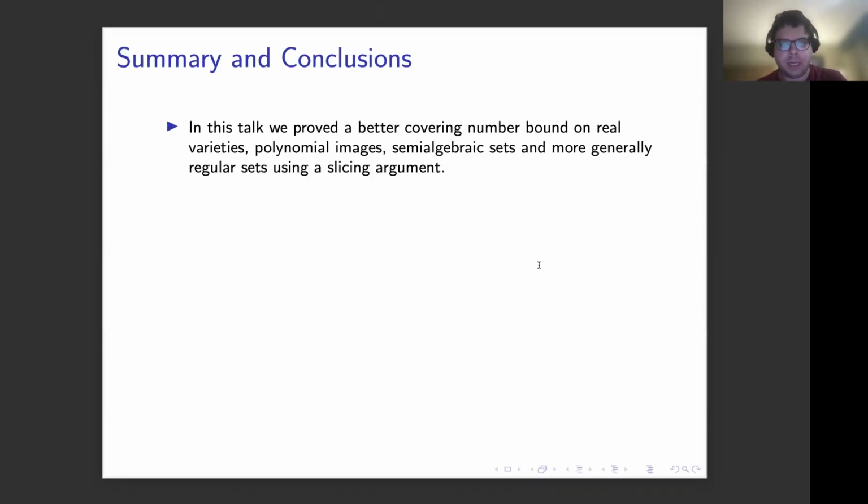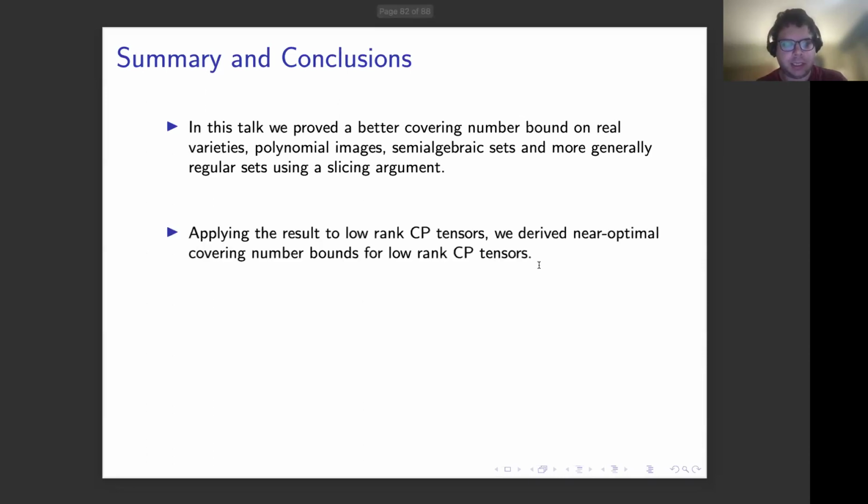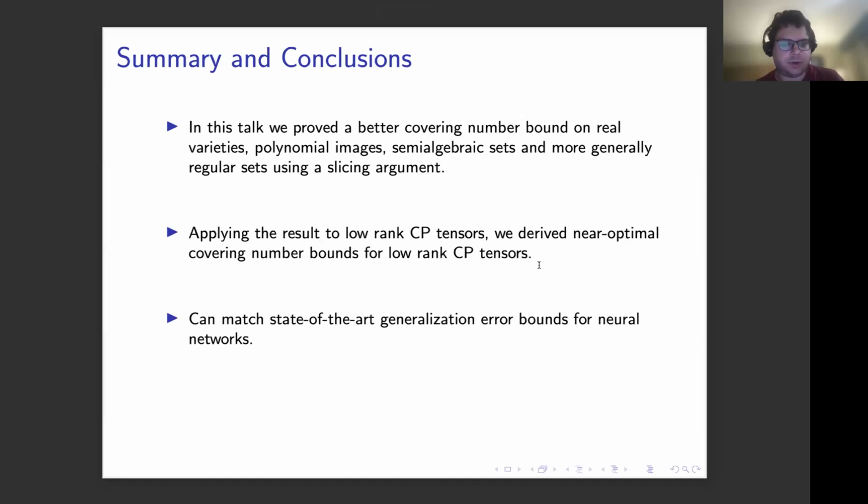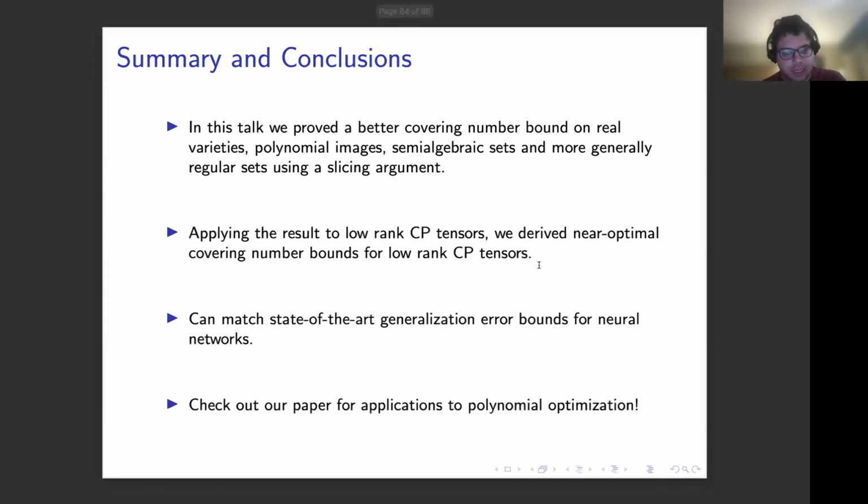Okay, so that was it. Here I talked about covering numbers of algebraically defined sets. There was a slicing argument. We applied this to CP tensors, and also to neural networks. And as I just mentioned, we're able to recover generalization error bounds for ReLU networks. There's one more application in our paper, and that's to polynomial optimization, but I'll refer you to the paper for that.